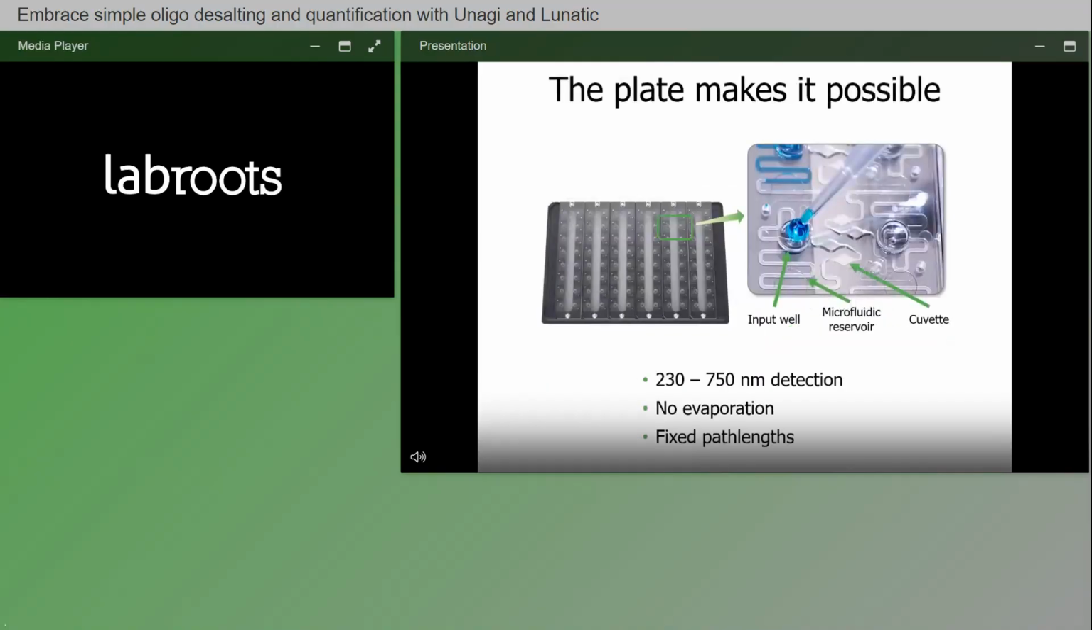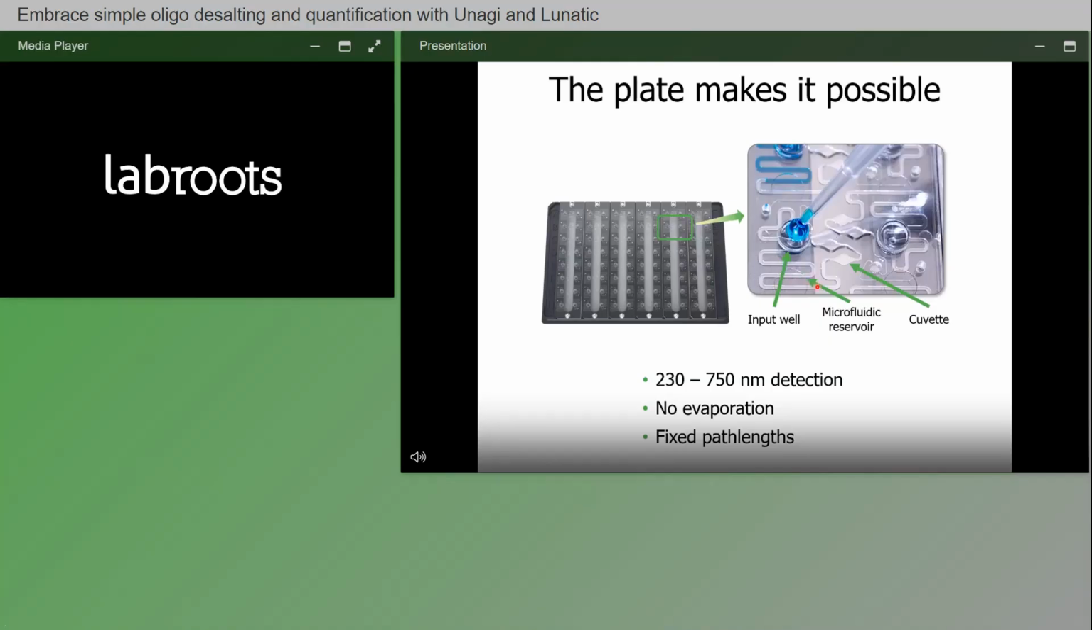The plate is what makes this all possible. So you see the normal 8 by 12 format here on the left, where each well has actually been replaced with a microfluidic circuit that has an input well where you'd load your 2 microliters of sample volume. That will be held inside of the plate in a microfluidic reservoir. We'll sometimes call that the serpentine path. That protects your sample from any evaporation for several hours.